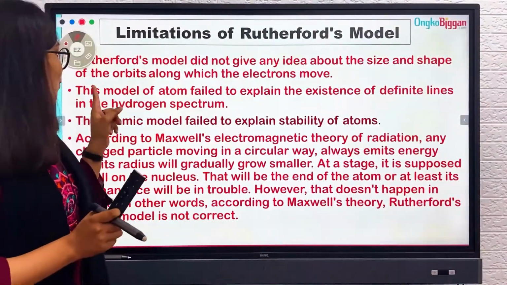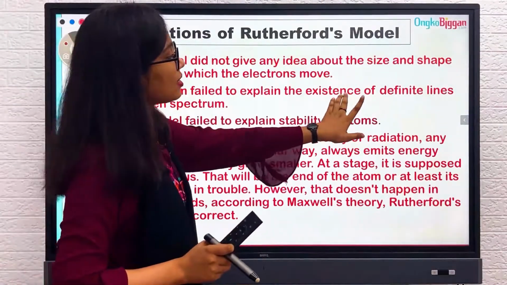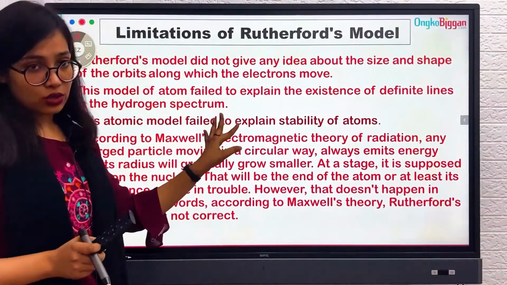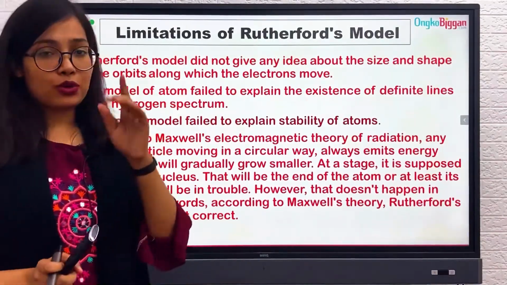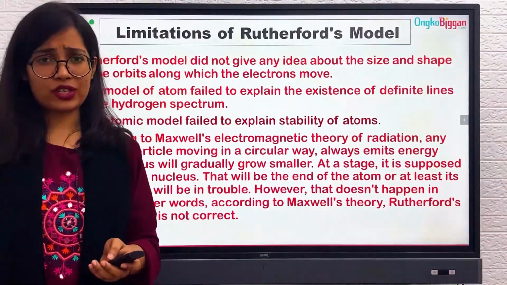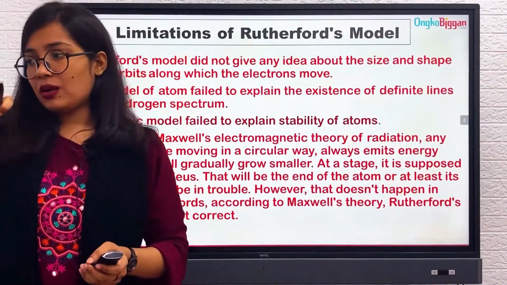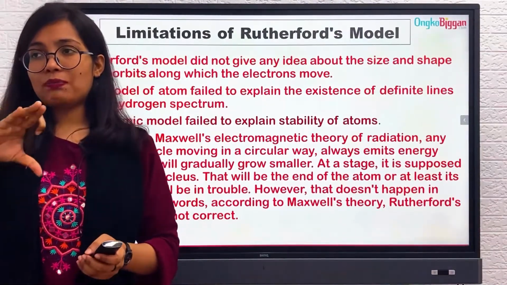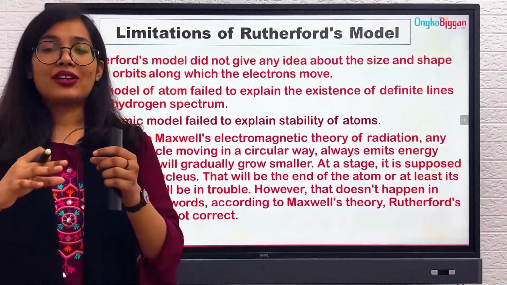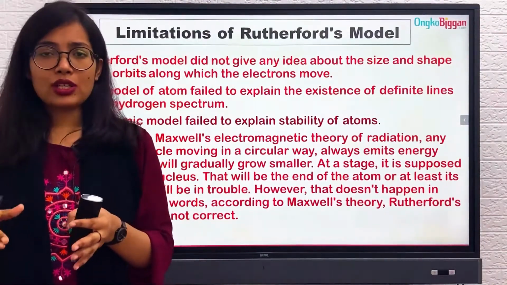Next, this model of atom failed to explain the existence of definite lines in the hydrogen spectrum. This is a very important thing. What is the hydrogen spectrum? What is a spectrum? A spectrum is basically a bunch of lights or a bunch of rays. Not entirely rays, but in easy words, that's how I'd like to call it.